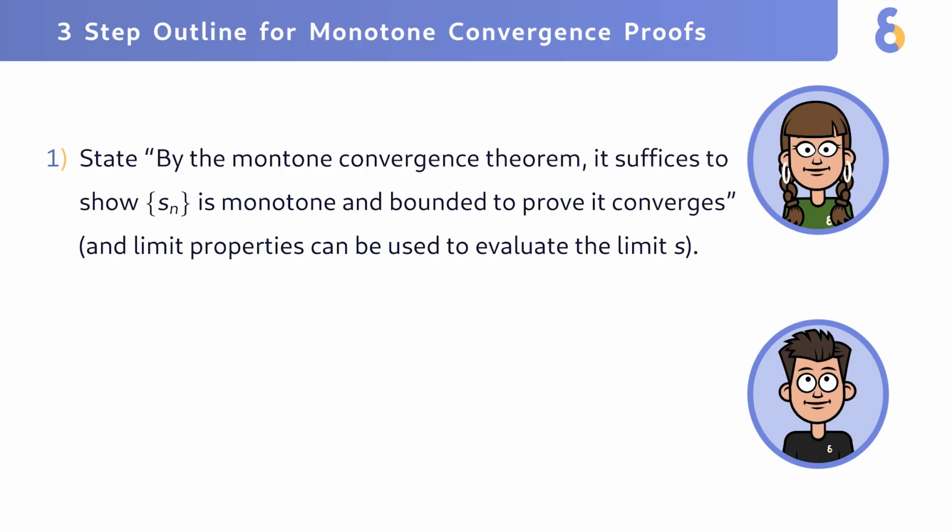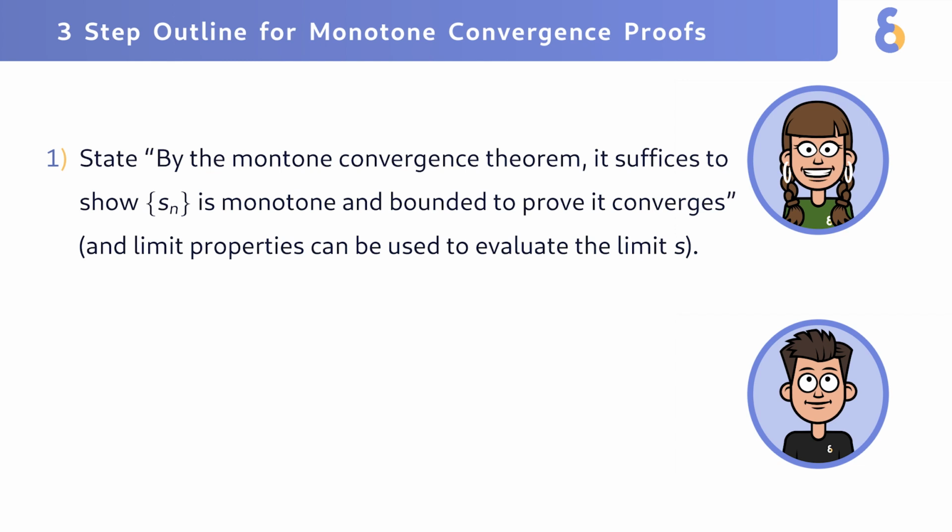So now, we're going to go through a basic outline of how we conduct a proof that applies the Monotone Convergence Theorem to show a sequence converges. First, we restate how the theorem can be applied in our setting. For example, we can state: by the Monotone Convergence Theorem, it suffices to show that the sequence s sub n is monotone and bounded to prove it converges.